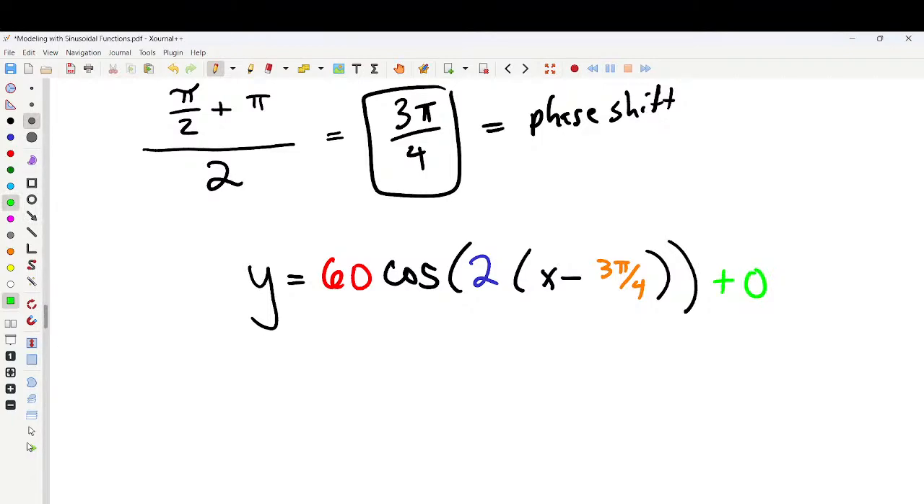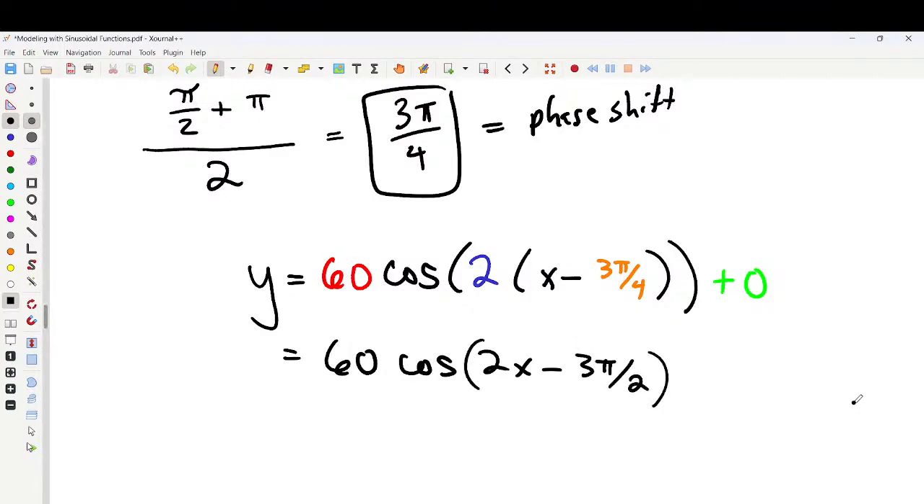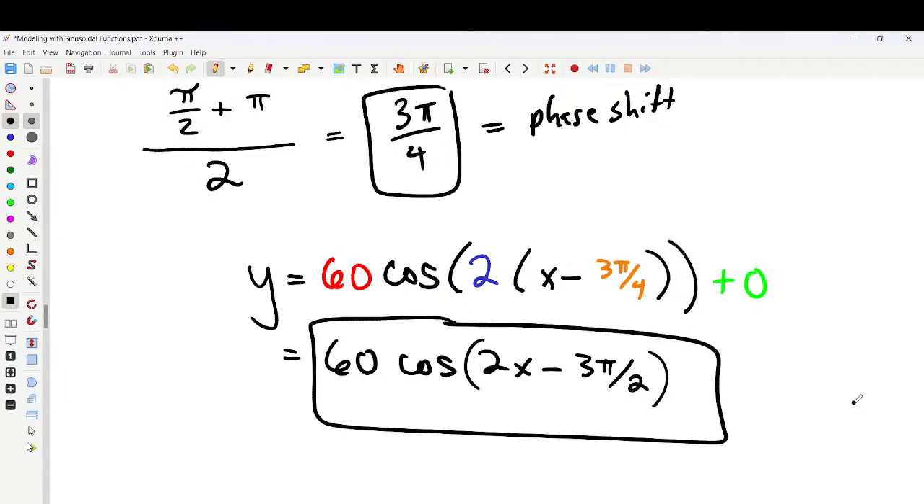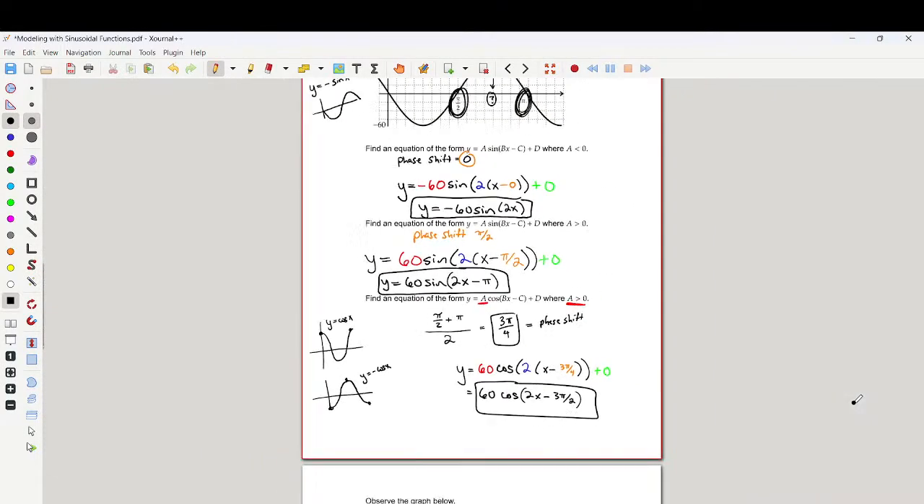But then I go back and say, oh, they want me to distribute the 2. They don't want an inner grouping. Okay, so the only thing I wish the authors didn't do was call that C, because it's deceiving. It's really not C, but okay. 60 cosine 2x minus 6 pi on top of 4. Reduce that down. 3 pi on top of 2. Here's your answer.